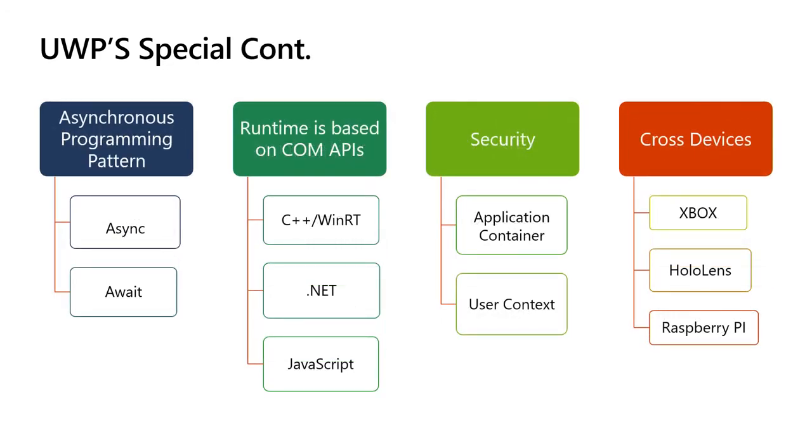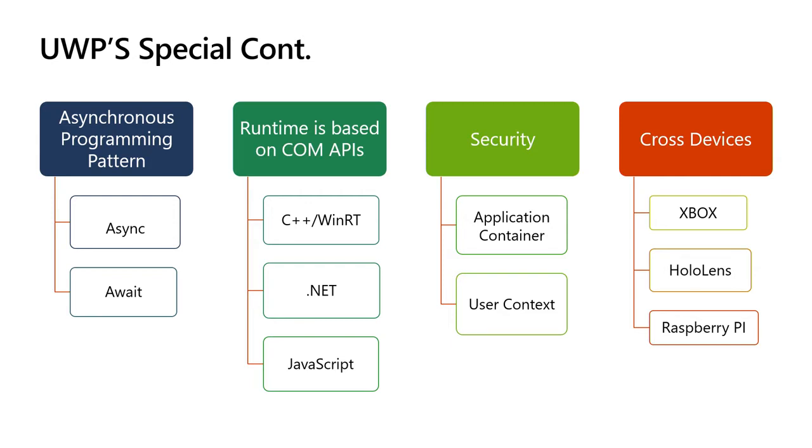UWP applications use lots of asynchronous programming patterns. For example, we use async or await code in many places. So this means we need to handle multithreaded debugging when we debug the UWP. How to do that? How to find the relationship between each thread? How to find the deadlock relationship is also one topic for us.